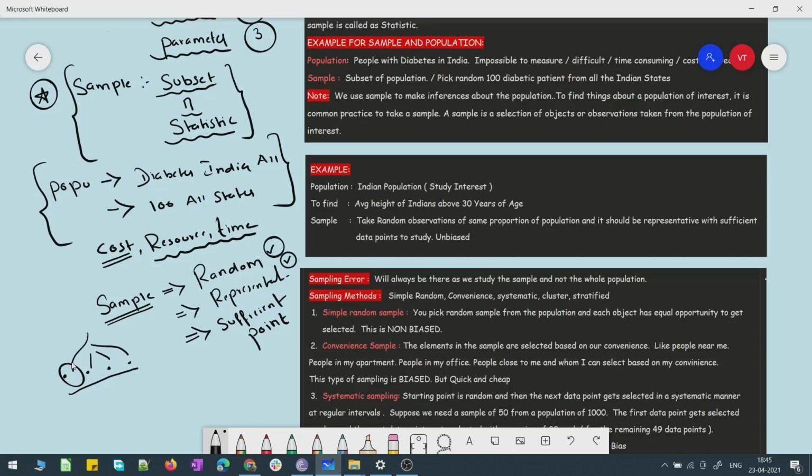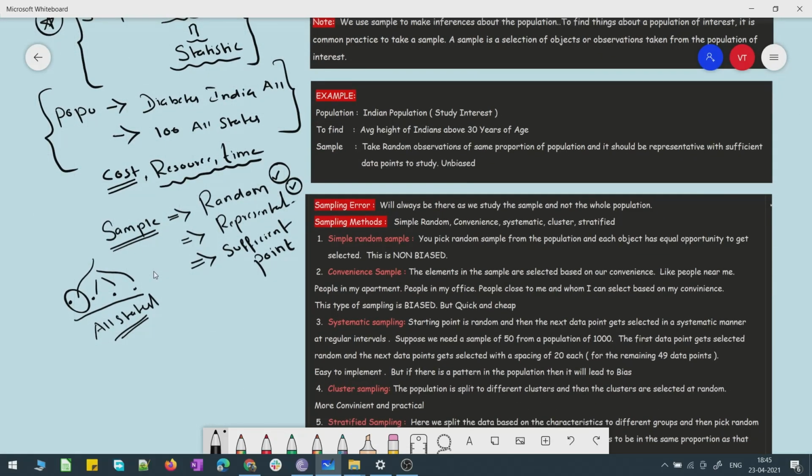What does it mean? It means that there should be representation of diabetic patients from all states in India. It should be representative, meaning it should cover all the states in India. And also, you should look at sufficient data points.